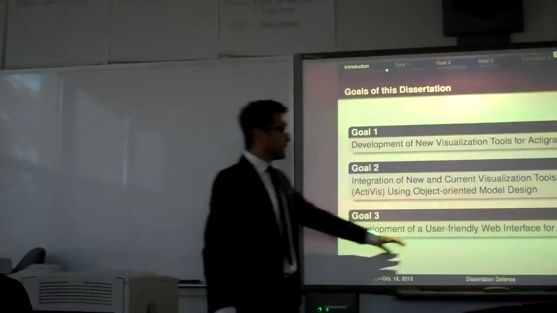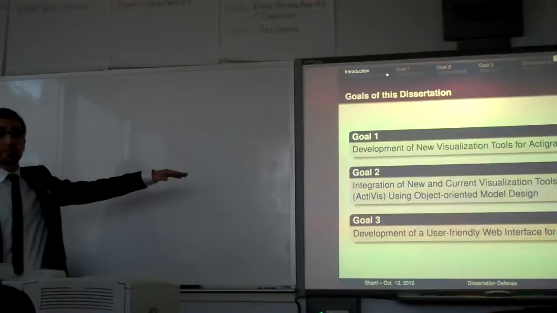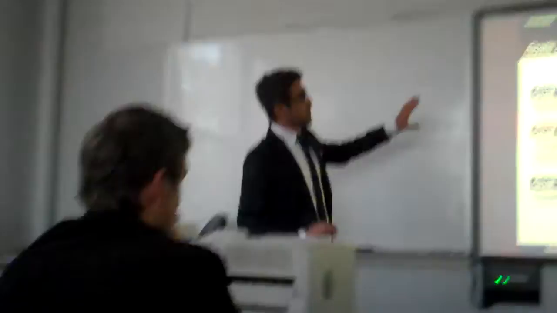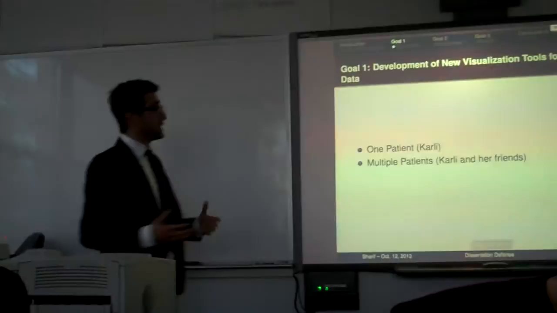What we call this package is Activist, or Actigraphy Visualization. So we had three goals: visualization tools; goal number two, integration into an R package using object-oriented design; and the third goal, developing a user-friendly web interface for this package. This was a general overview of this talk. Next, I'm going to start talking about each goal in particular. We start with goal number one: developing new visualization tools for actigraphy data.